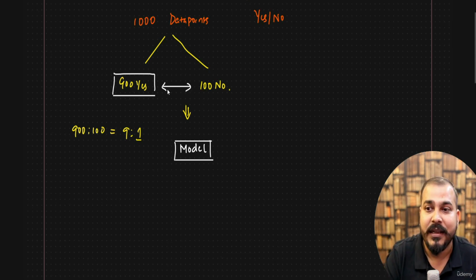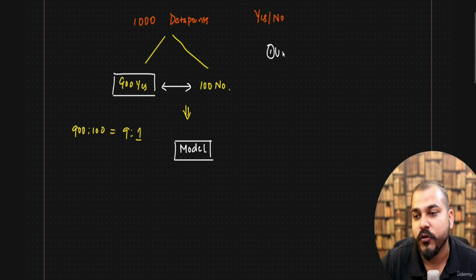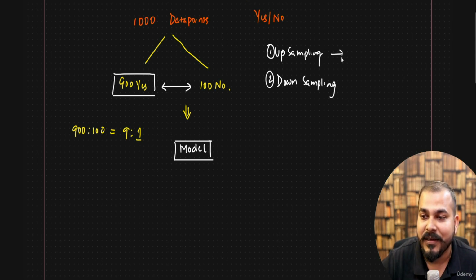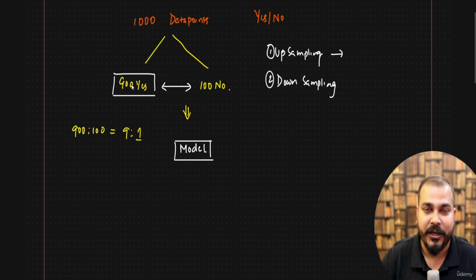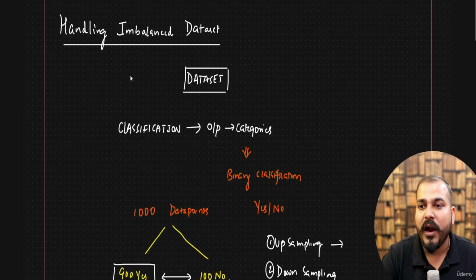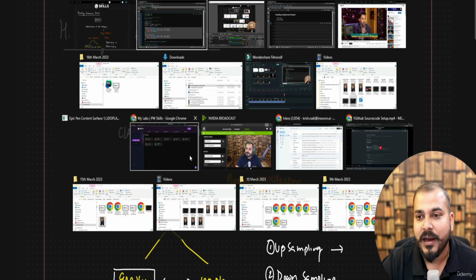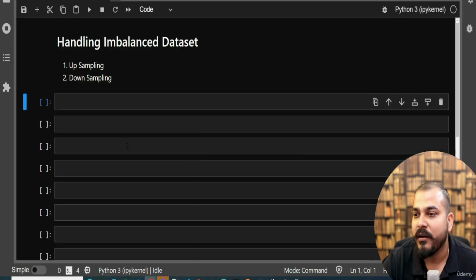There are techniques. There are two special techniques that we will be using. One is called upsampling and one is called downsampling. Okay. Now, when we talk about upsampling and downsampling, in upsampling, we try to increase the number of data points from here, which is the minority. In downsampling, we try to reduce the data points from here, which is the majority, right? So now we will go ahead and show you a problem statement from code, like how we can basically do it. So here it is.